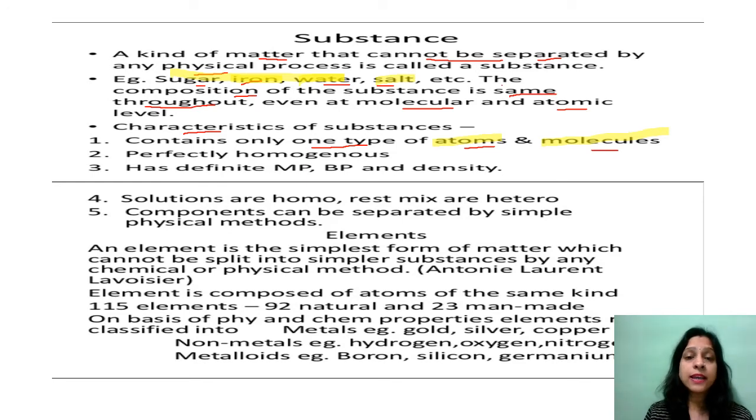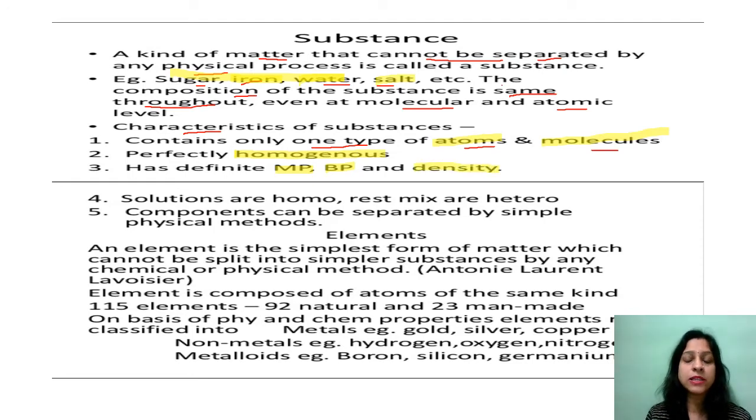Second characteristic: a substance is perfectly homogeneous. Obviously all the molecules in it will be the same, the composition will remain the same throughout, and it also has a definite, constant melting point, boiling point as well as density.